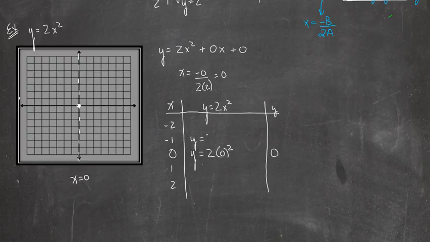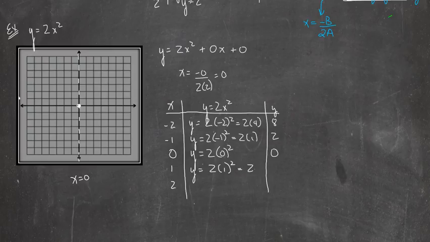So y equals 2 times -1 squared, which is 2 times 1, which equals 2. Y equals 2 times -2 squared, which is 2 times 4, which is 8. And then y equals 2 times 1 squared, which is 2 times 1, which equals 2. I look like I'm getting that reflection again. Y equals 2 times 2 squared, which is 2 times 4, which is 8. So now I want to plot these points.